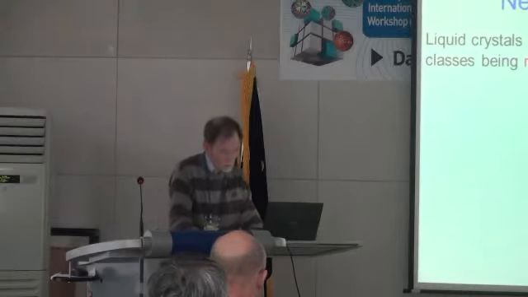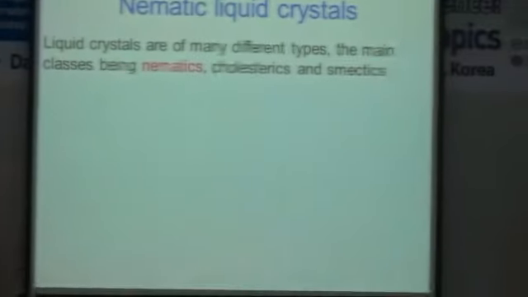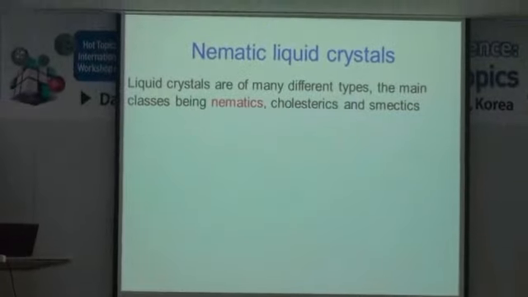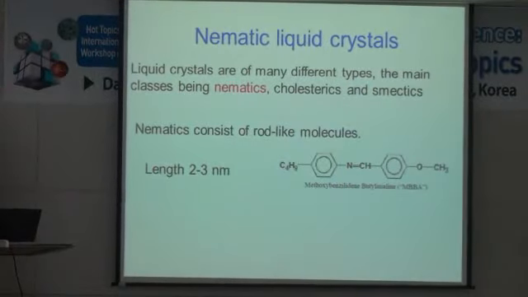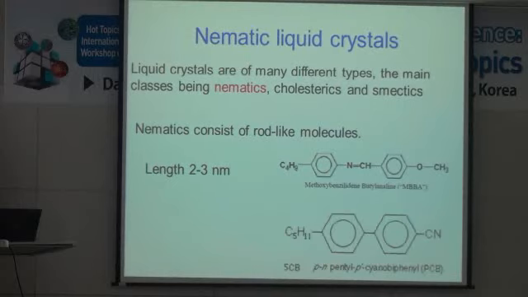So let me review again the situation for nematic liquid crystals, which is one of the classes of liquid crystals. So the nematics consist of rod-like molecules. One of them there is MBBA, and the other one I'll talk about a little bit is 5CB.